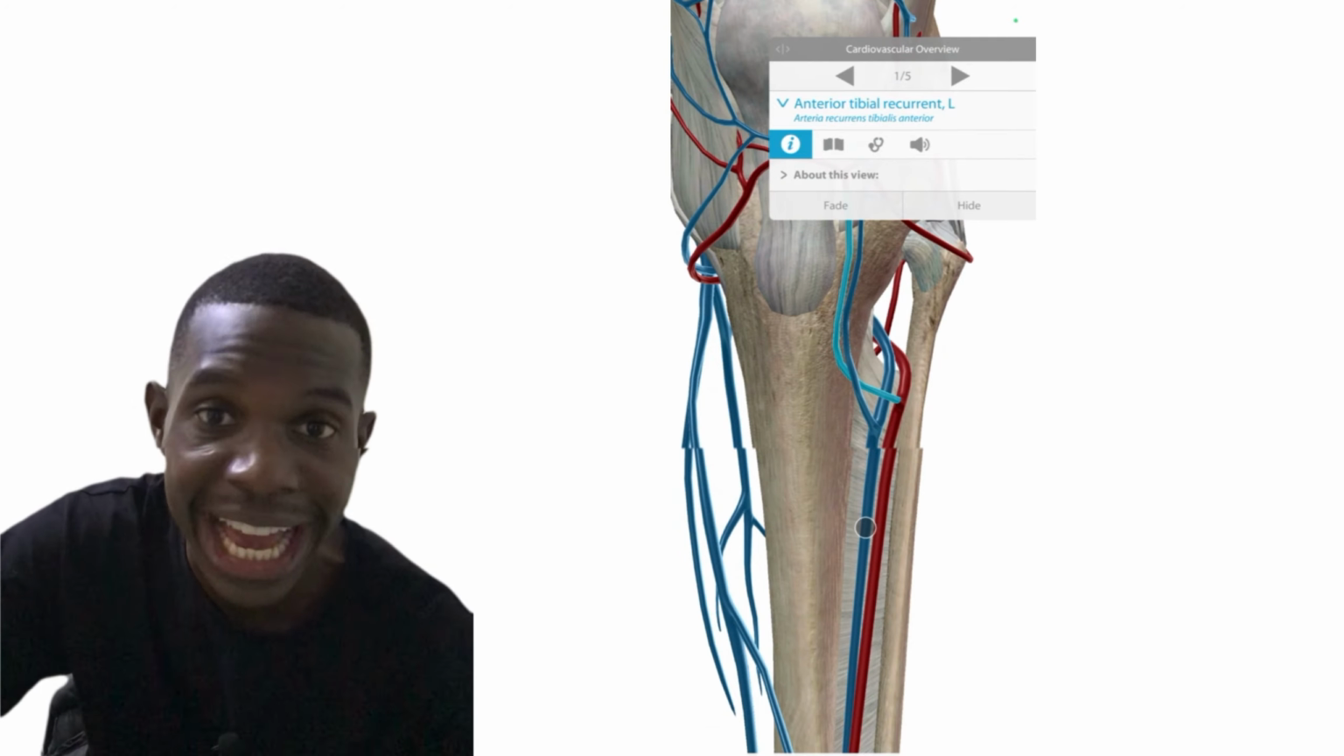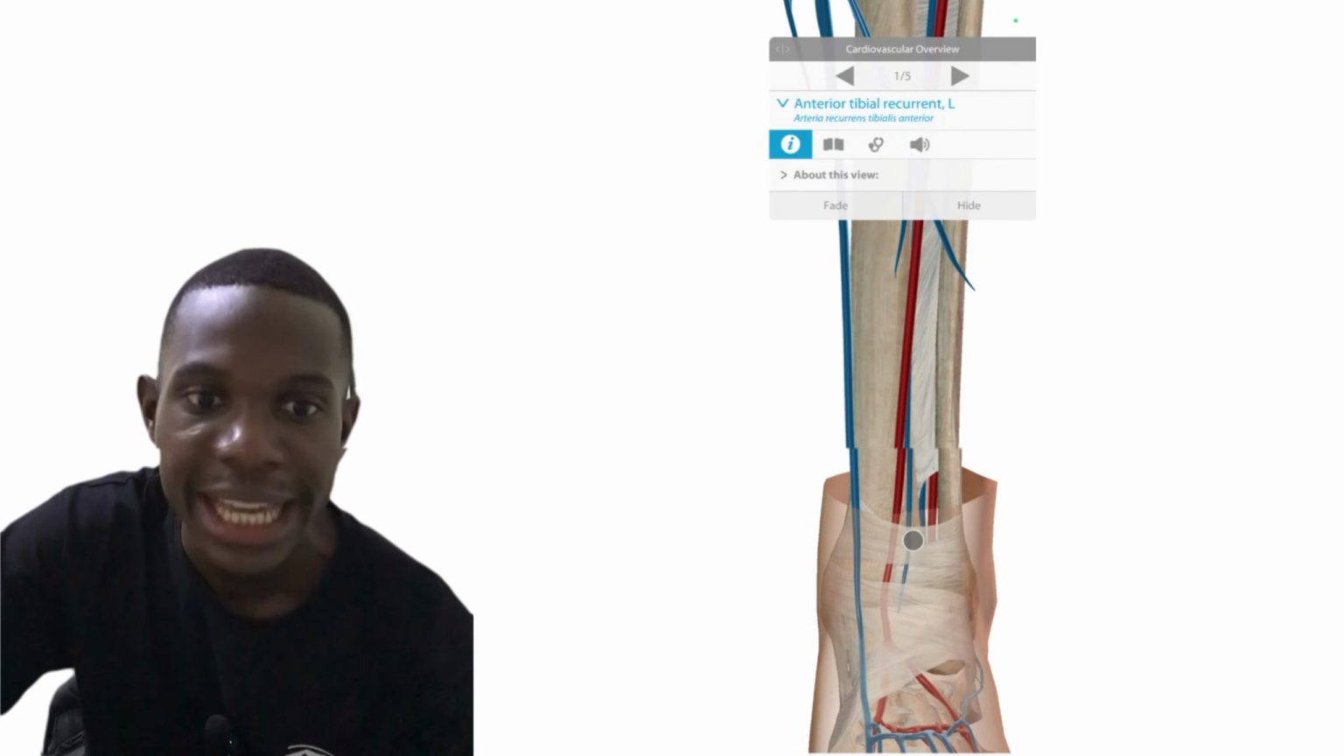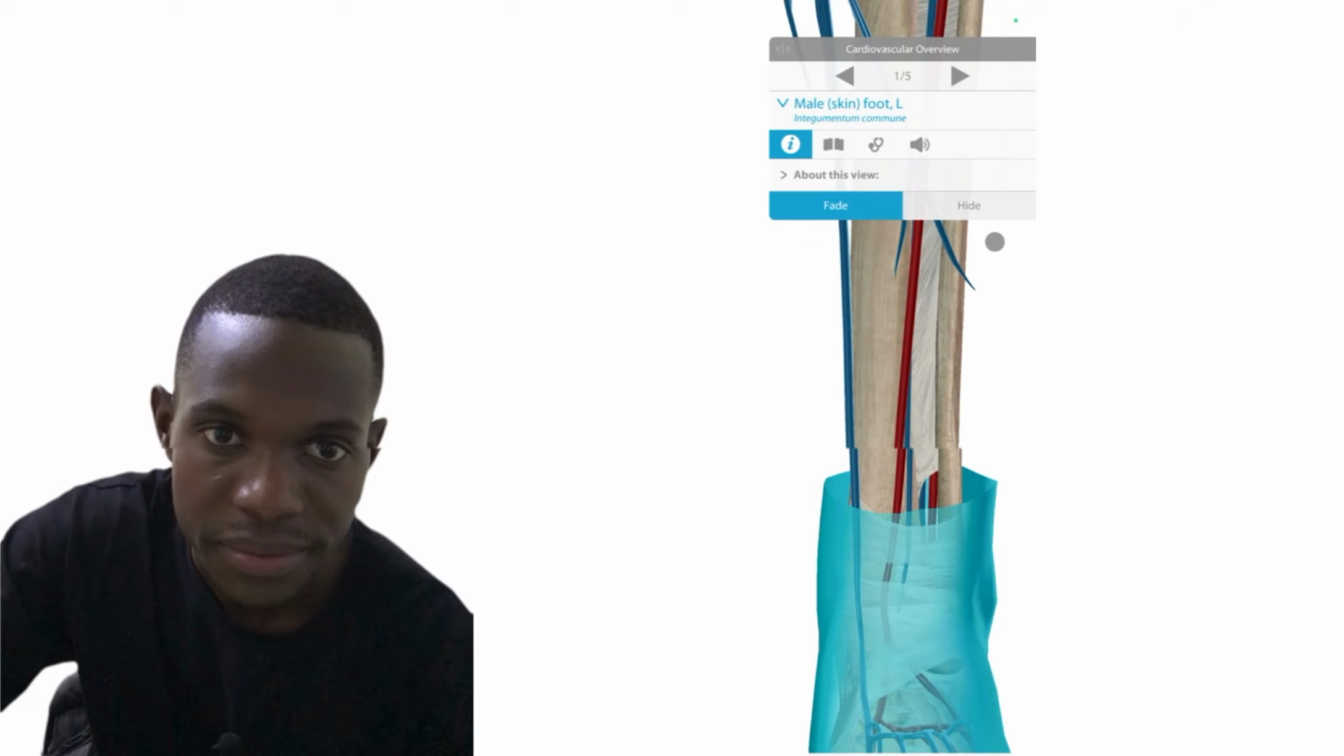We're going to do the course of the anterior tibial nerve. It's going to descend down, down, down, deep to the superior. Let me remove the skin.